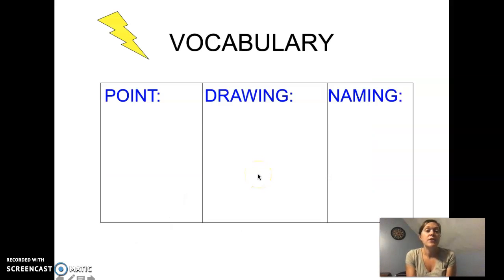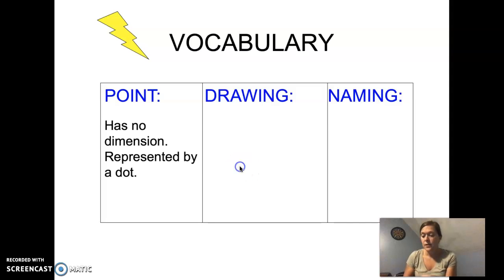So what are our definitions of a point? Well, I would like you to write down that a point has no dimension. It's represented by a dot. You are not going to need to memorize these definitions, but you definitely need to know what we're talking about when I say a point, line, or plane.